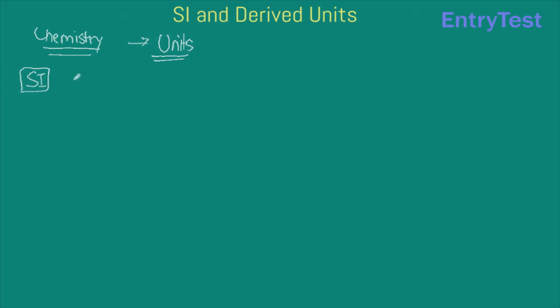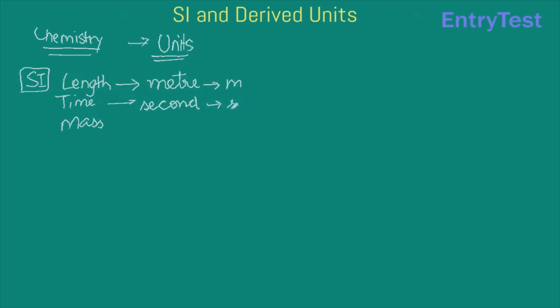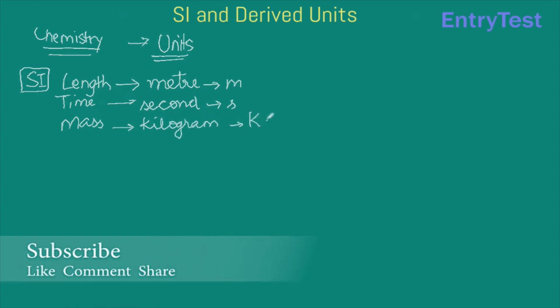The three most recognizable units are for the quantities of length, time, and mass. Now the SI unit for length is not a mile or anything, it's a meter, represented by a simple m. The SI unit for time is a second, represented by a small s. The SI unit for mass is a kilogram, represented by the letters K and G together. So those are the three common ones.